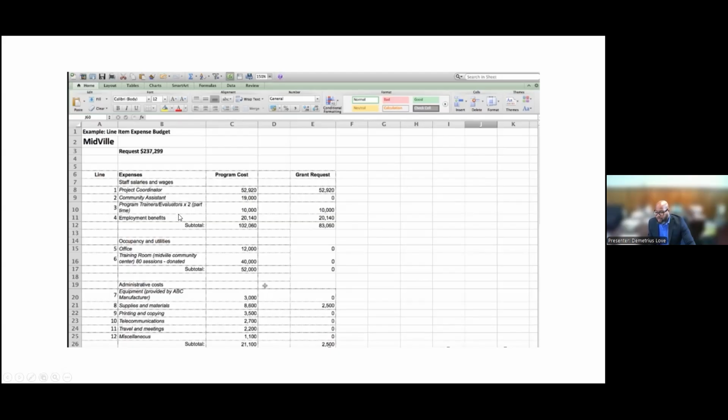And then there are areas like the training room that you may need to go into more detail on. What does that mean? 80 sessions donated, because the program costs $40,000 for the training room. You're not asking the grant for any of that money, so you're looking for that to be donated. All right. So those are expenses. As you notice, your expenses are broken out from your administrative costs. Right?